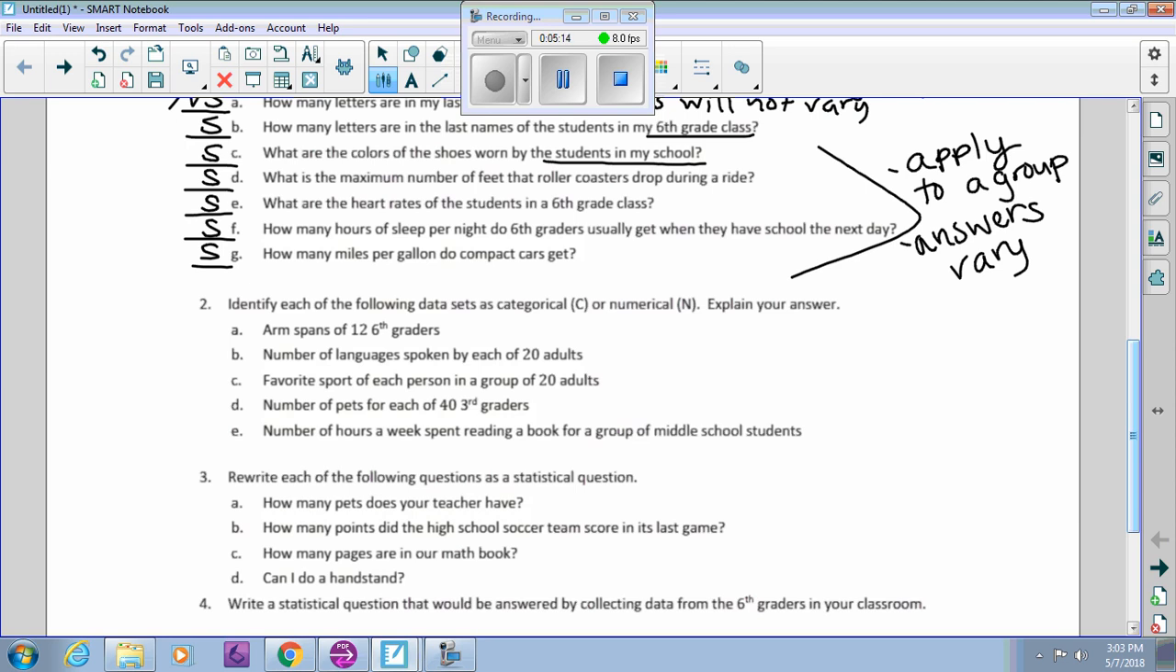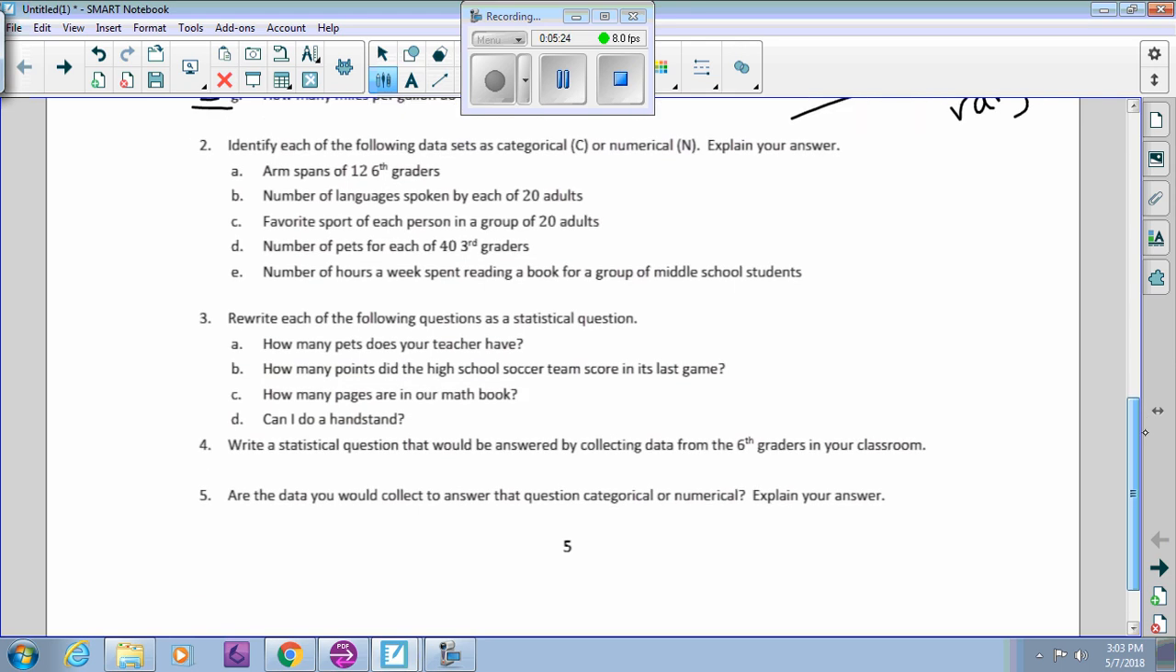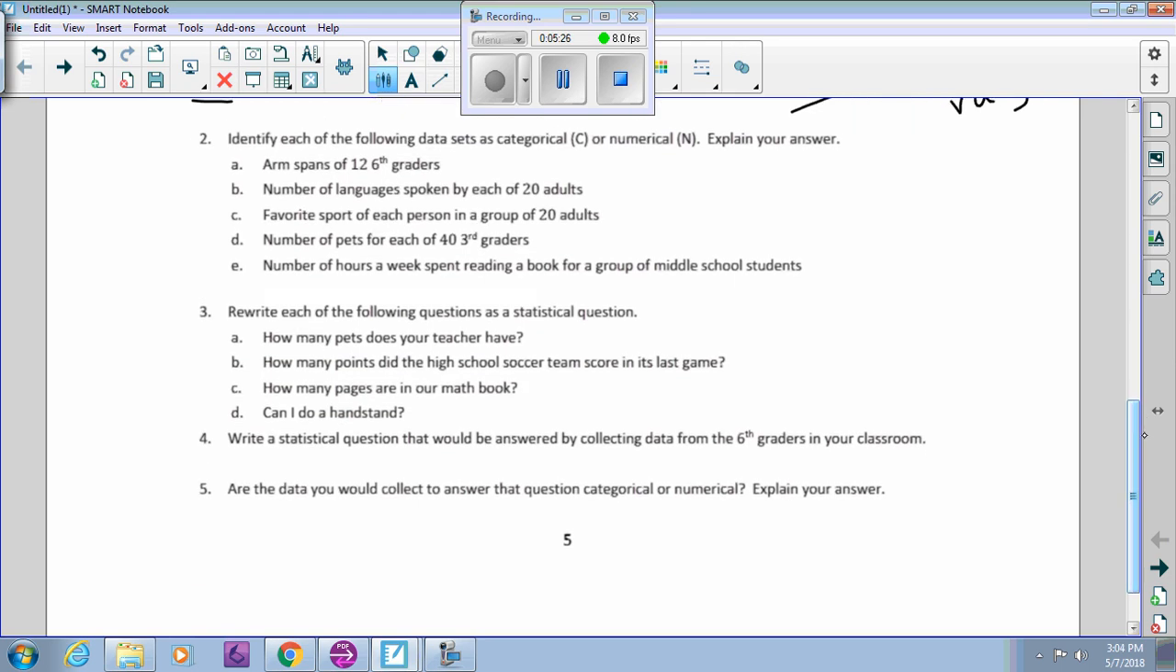And how many miles per gallon do compact cars get? So it's asking about multiple cars, not just one car. So again, that would vary. It's based on a group of cars. So those are all statistical with the exception of the first one.